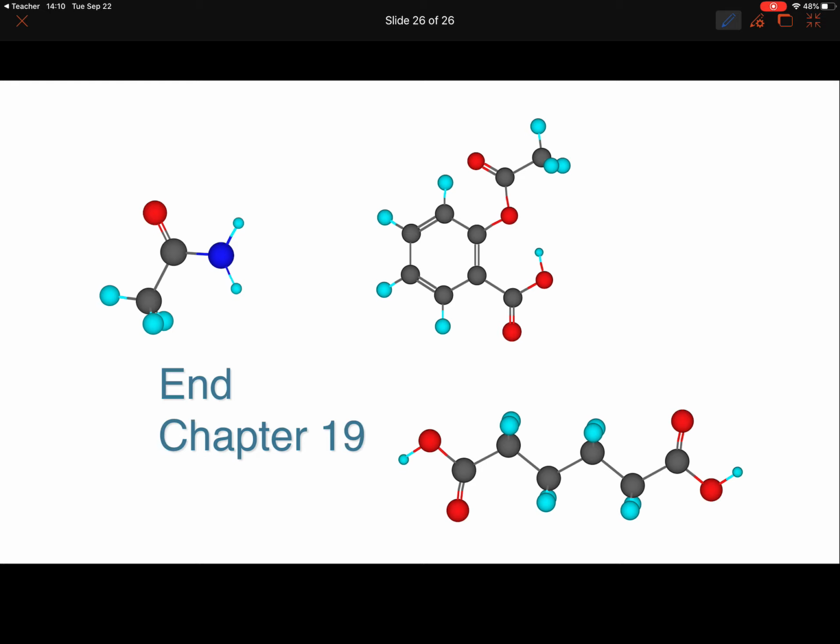So that's the relevance of these reactions, and the relevance of looking at these functional groups is because they are going to show up later on in a more biological context.